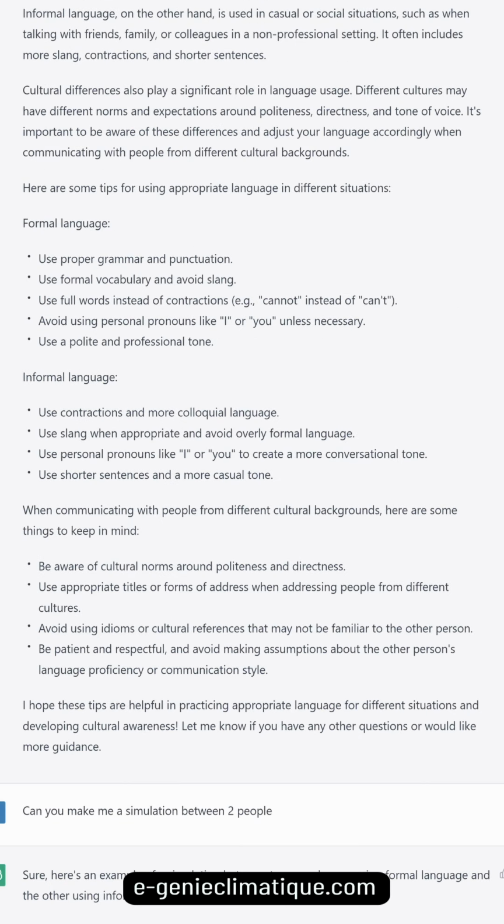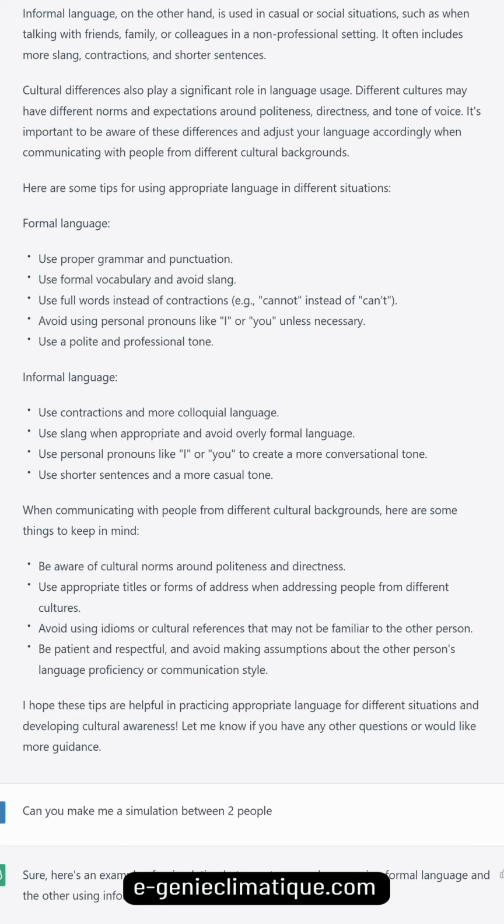Informal language. Use contractions and more colloquial language. Use slang when appropriate and avoid overly formal language. Use personal pronouns like I or you to create a more conversational tone. Use shorter sentences and a more casual tone.